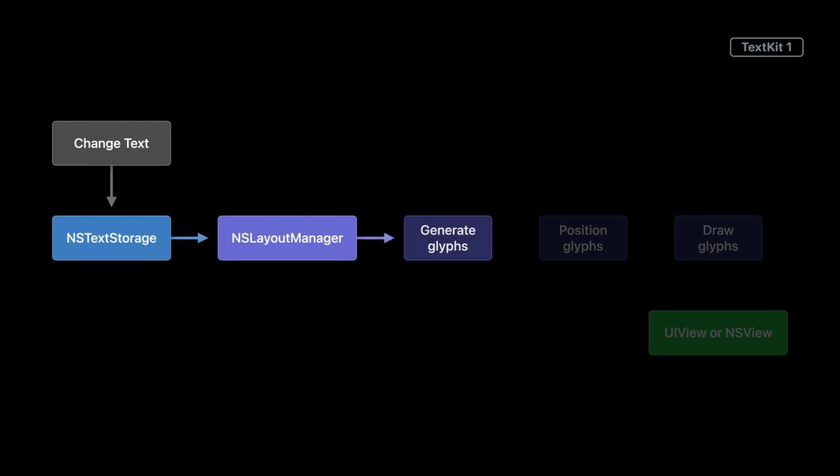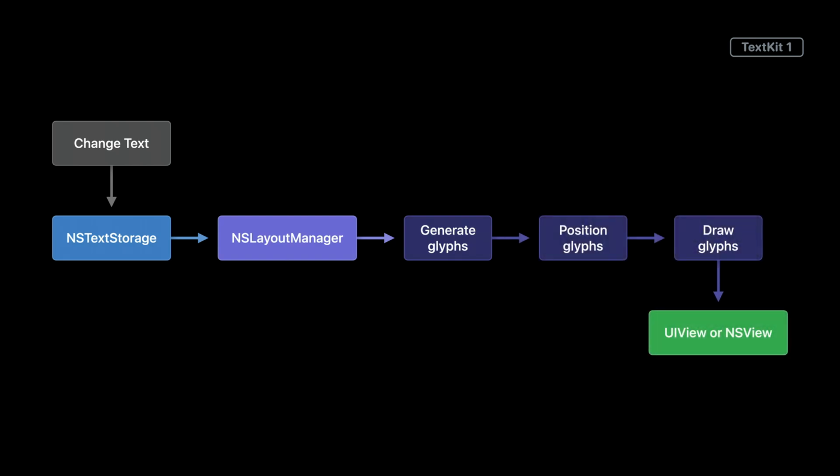To illustrate the benefits of this design change, let's refresh our memory on the design of TextKit 1. The flow of text from the storage to the screen used to work like this. Updates to the text storage notified the Layout Manager, which would then generate glyphs, position them, and draw them directly into the view.